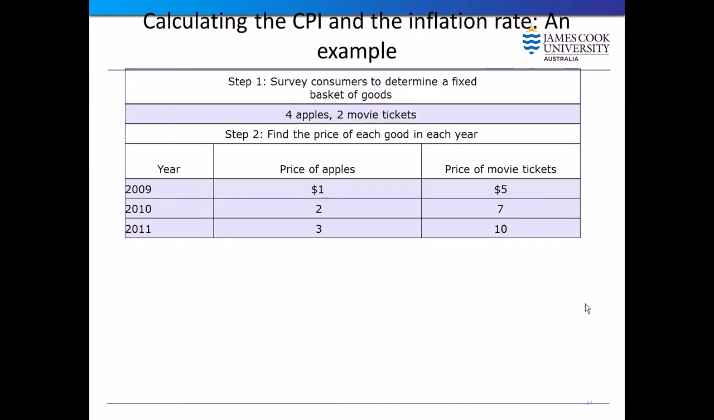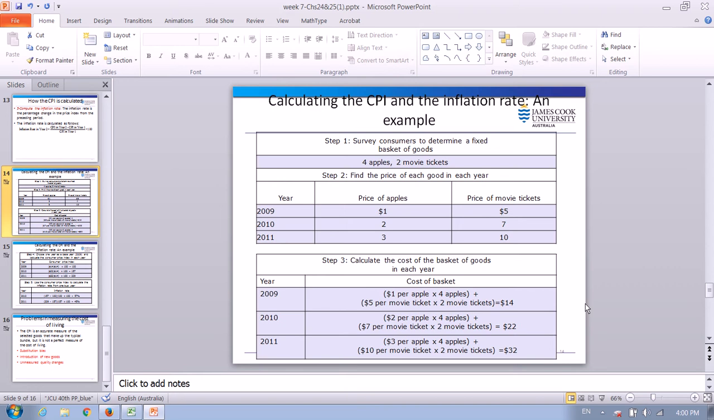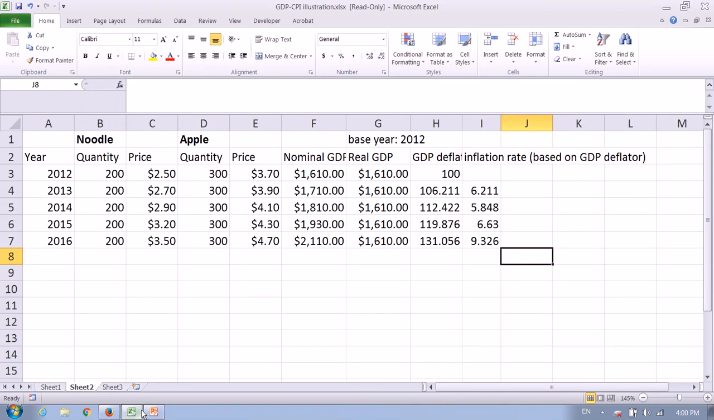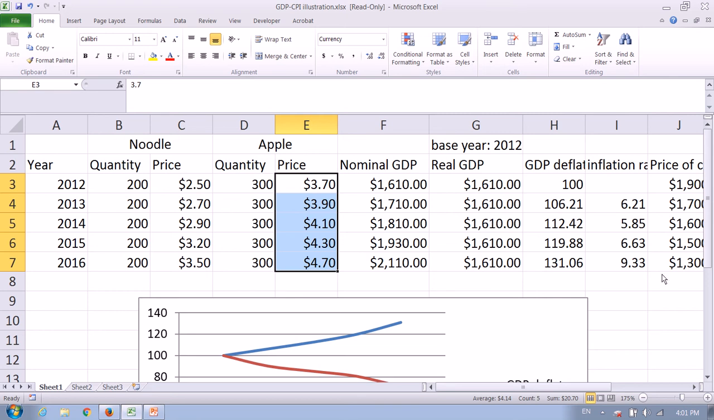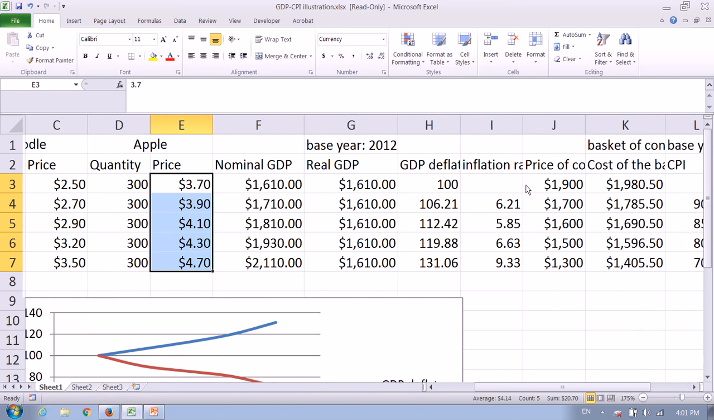Okay, let's look at an example here. So now this hypothetical economy produces noodles and apples. Suppose that consumers in this economy consume noodles, apples, and in addition also computers. And this economy does not produce computers, so it imports computers.